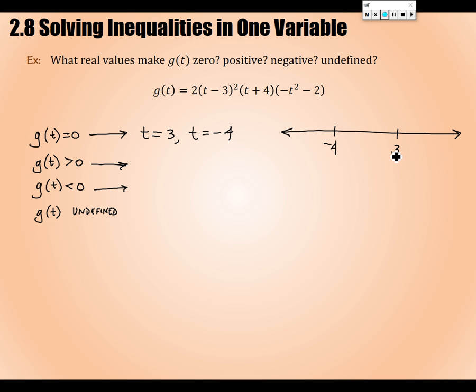T is also the opposite of root 2, right? Root 2 of T. Oh, no, it's not, because you have to divide.